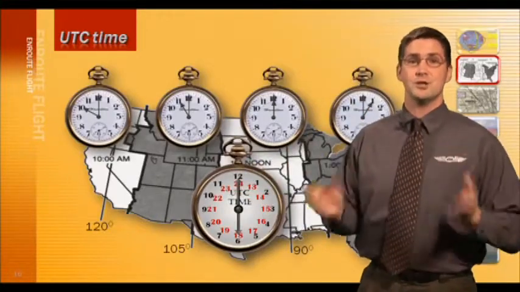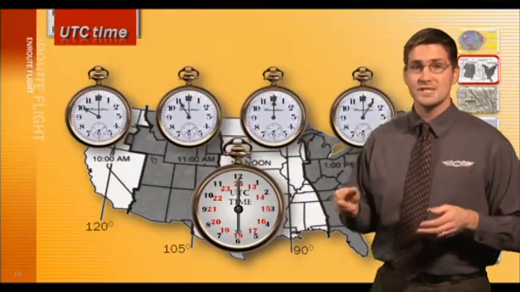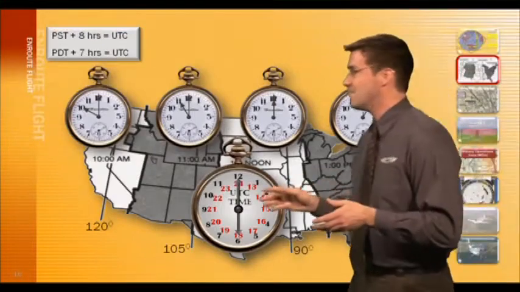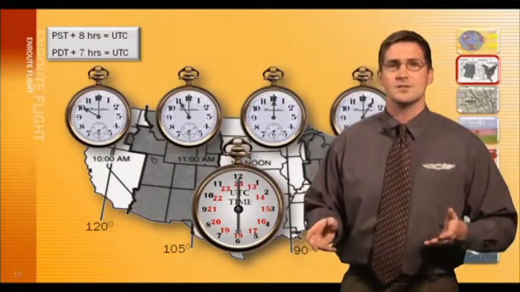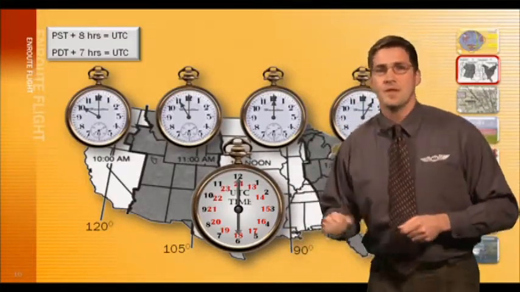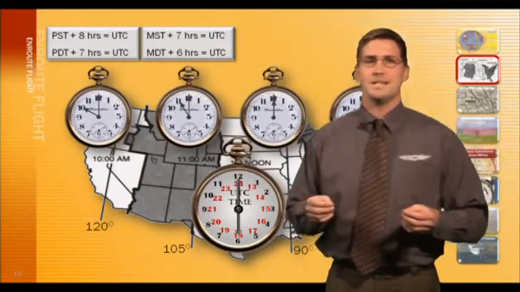Suppose you're in the Pacific Standard Time Zone and you want to convert to UTC or Zulu time. Well, just add 8 hours to the local time. So, 10 o'clock a.m. Pacific Standard Time is 1,800 hours Zulu time. Now, when daylight savings time is in effect in the Pacific Time Zone, add 7 hours to get Zulu time. Here's another example. If you're in the Mountain Time Zone during Standard Time, simply add 7 hours to get to UTC or Zulu time. Now, when daylight savings time is in effect, you add 6 hours.